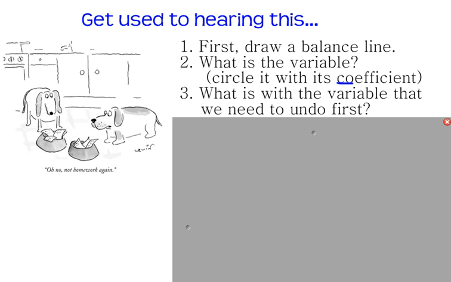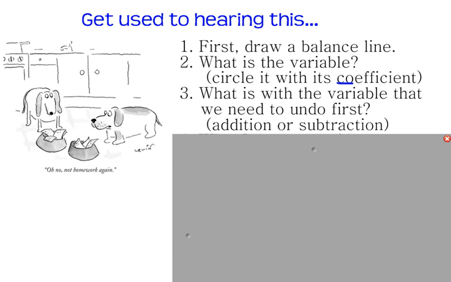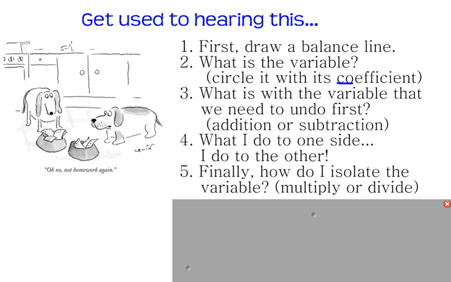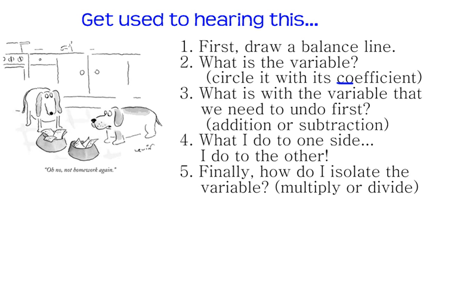Then I'll ask you, what is with the variable that we need to undo first? And we always undo addition and subtraction first. If there's addition and subtraction, that's where we're going to start. We're going to get rid of addition and subtraction first. And there's that famous line you'll hear me say in class, what I do to one side, you do to the other. And finally, how do I isolate the variable? How do I get the variable by itself? This one final step will be with multiplication or division. The best thing about these videos, again, is that you can pause at any time to copy down those steps.